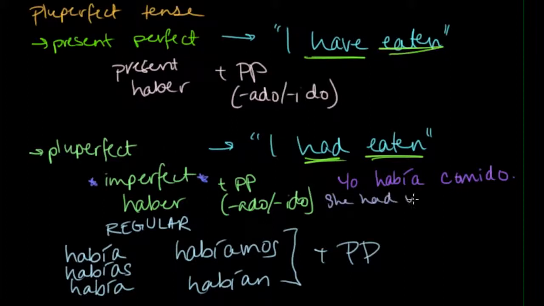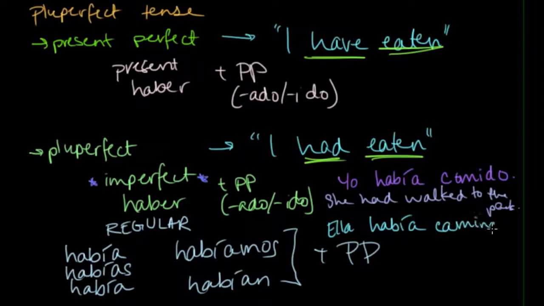In a more complicated sentence, maybe she had walked to the park. We would start again with our subject, ella, take the right conjugation of haber, había, our past participle, caminado, and then just add that prepositional phrase in the end, al parque. It's pretty straightforward, and as long as you know the present perfect, the pluperfect comes pretty easily.